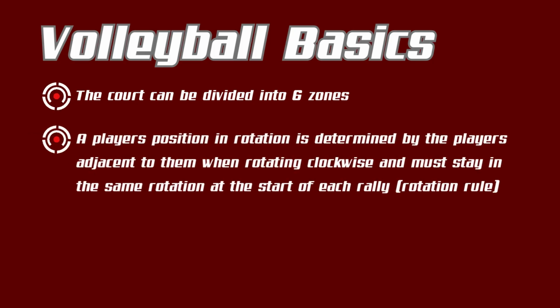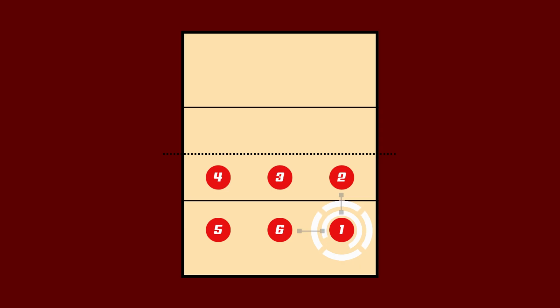Now to determine a player's position on the court. Depending on the zone that a player is in, they are bounded by the players adjacent to them. Thus, staying in rotation before the ball is put into play. Player in Zone 1 must stay behind the player in Zone 2, while being on the right of the player in 6. Player in 6 must stay in between the players in 1 and 5 while being behind the player in 3. Player in 5 is to stay to the left of 6 and behind 4.